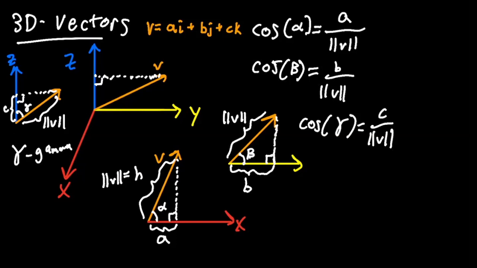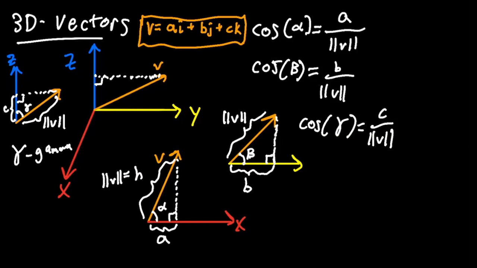So we can use the components. For example, if we're given the equation of our vector, the components x, y, and z, we can use those components to find these angles and then describe our vector using 3 angles and its magnitude in space.